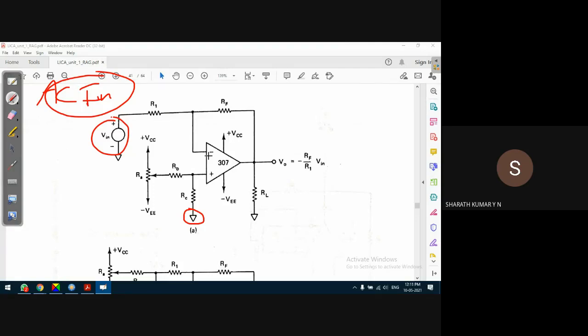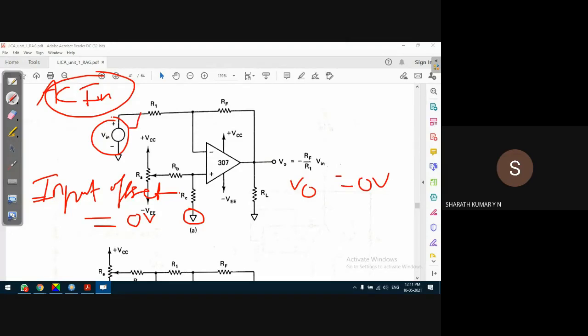But what happens is that to provide input offset nulling. What is input offset? Input offset voltage. Okay, last minute, guys, I'll end with this input offset concept. Input offset voltage is a voltage which helps in reducing the output voltage to 0 when both the input terminals are at 0 potential.